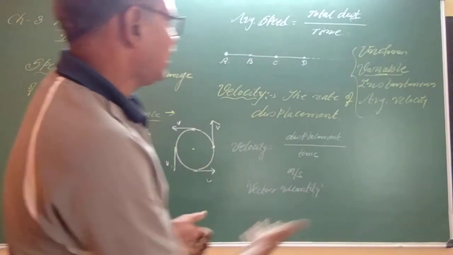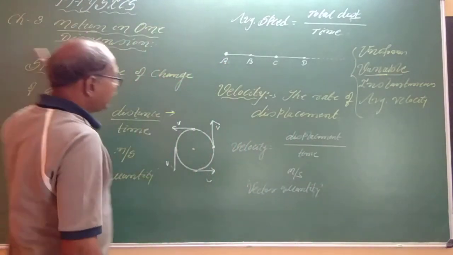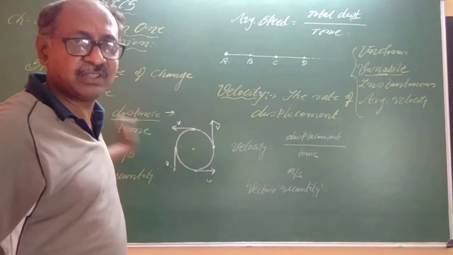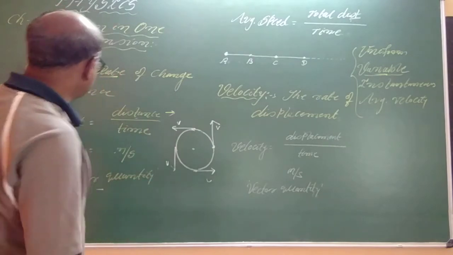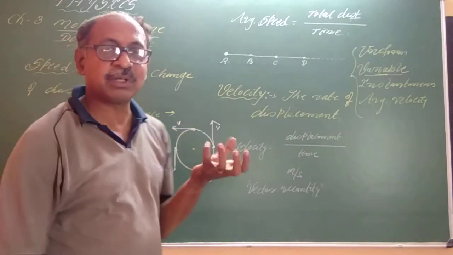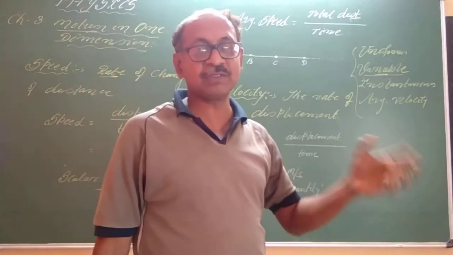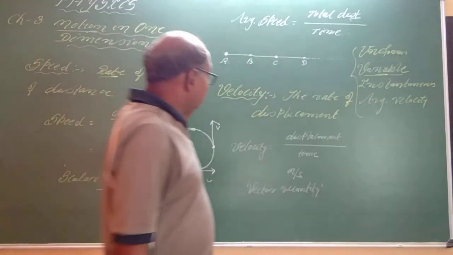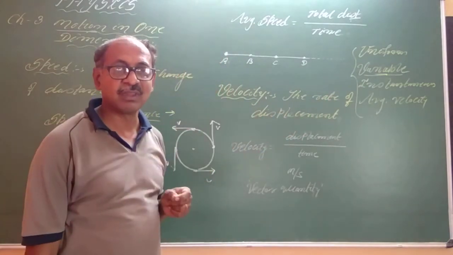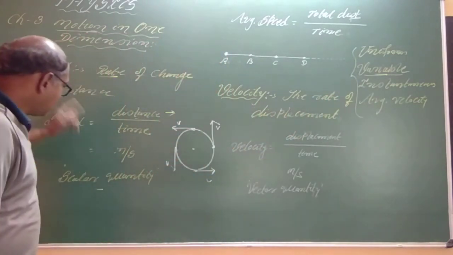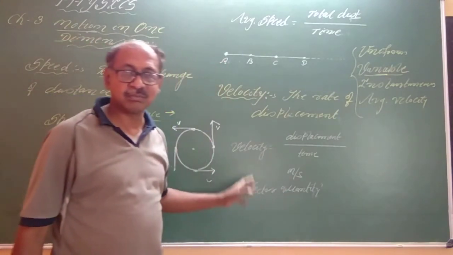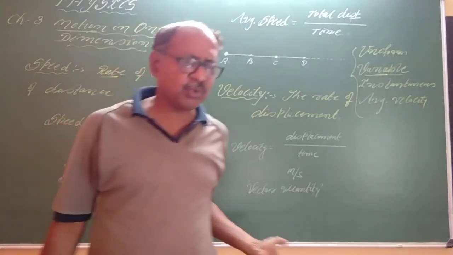And we have the difference between speed and velocity. It's a very simple thing. Write the definition in both cases. Speed is the rate of change of distance, or the distance travelled in some interval of time. But velocity is the rate of displacement. Speed is a scalar quantity. Velocity is always a vector quantity. And the units are the same for both.